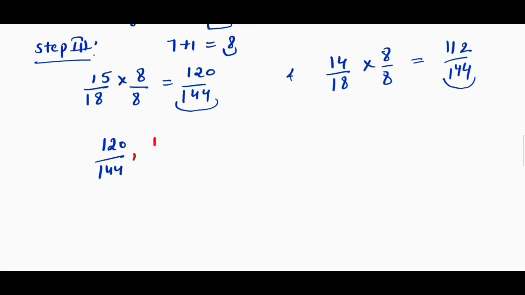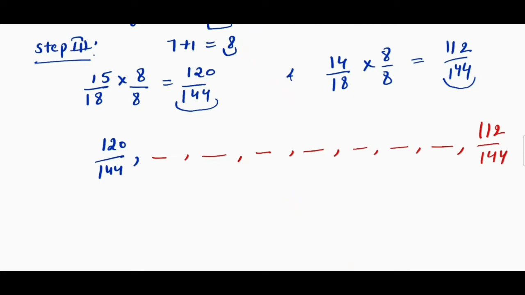After 120 what will come? 121 divided by 144, then 122 divided by 144, then 123 divided by 144, then, so here see, how many numbers do we have to write? 7. 1, 2, 3, 4, 5, 6 and 7. So my last number will be 112 by 144.